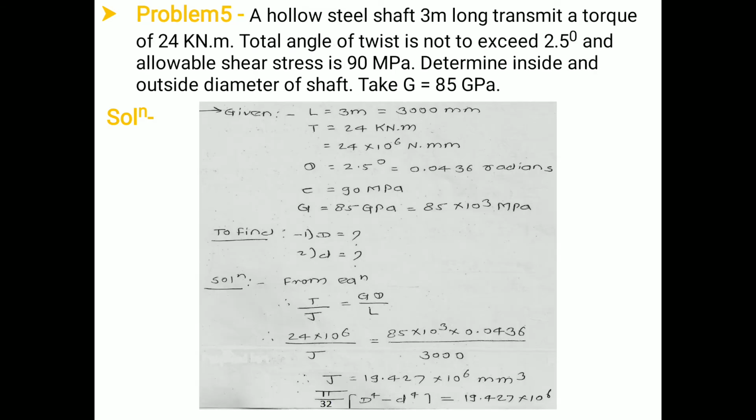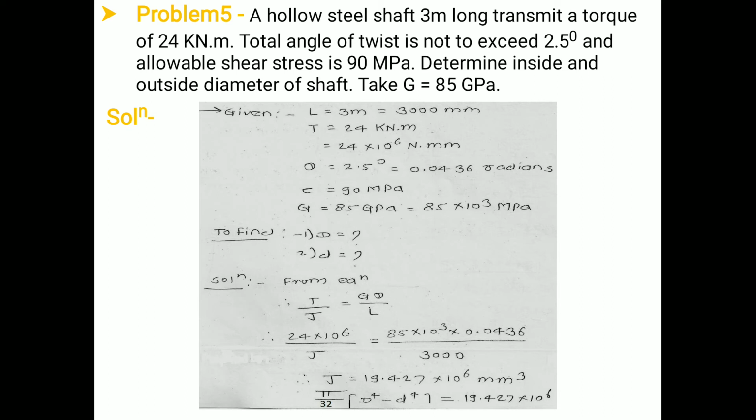Now we will move to the next numerical, that is numerical number 5. The statement is as follows. A hollow steel shaft 3 meter long transmits a torque of 24 kilonewton meter. Total angle of twist is not to exceed 2.5 degree and the allowable shear stress is 90 MPa. Determine inside and outside diameter of the shaft. Take G is equal to 85 GPa.